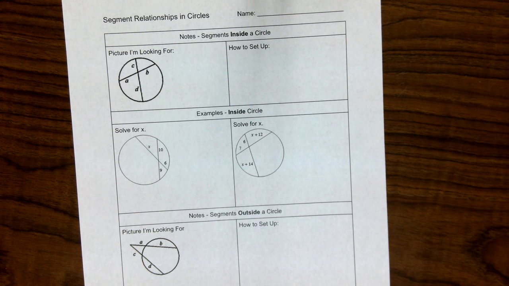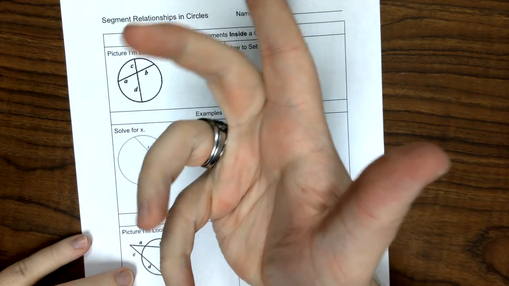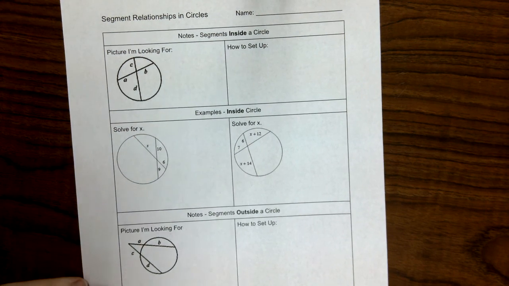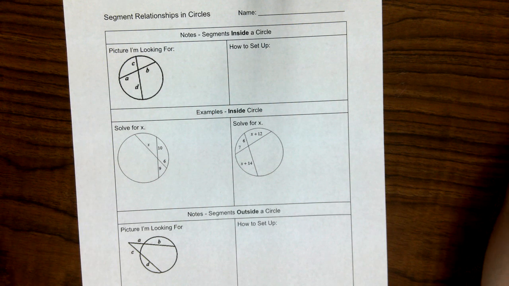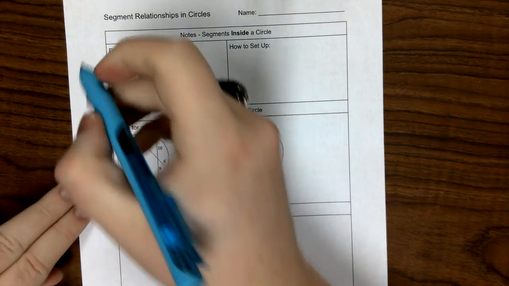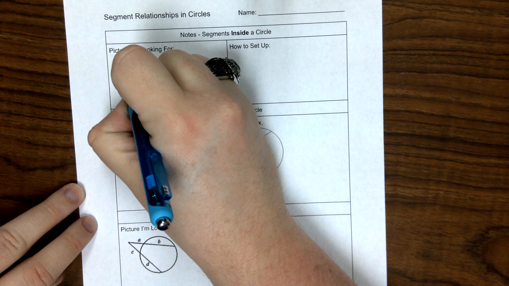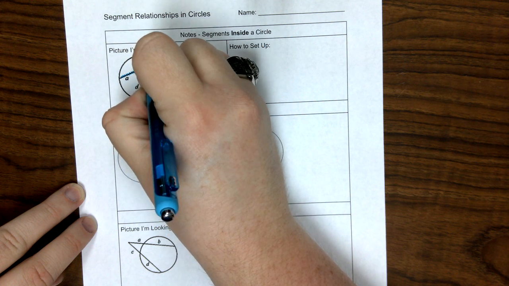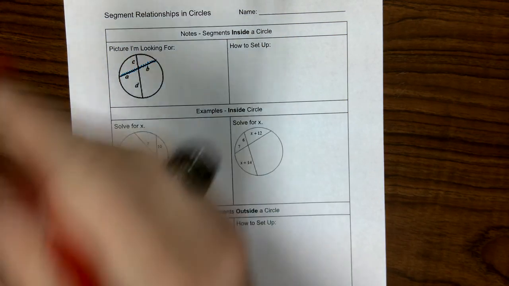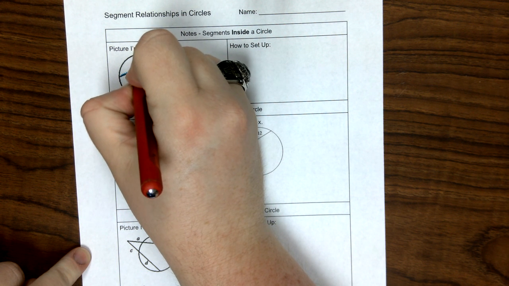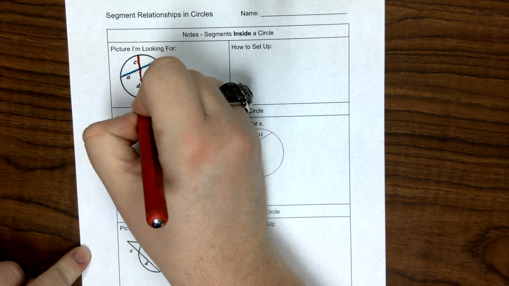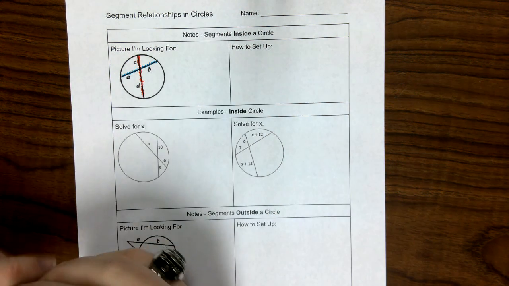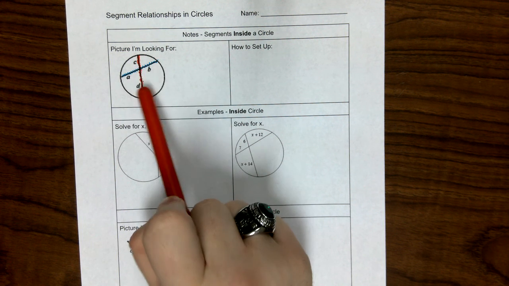Okay. And so we'll start with inside, and the picture you're going to look for is something like this. I kind of call these like Easter eggs, because they're like a dot egg or something. Anyway, you're going to have two chords that intersect inside the circle, and so let's just say here I've got this blue one, and then I've got this red one. And because these chords intersect inside the circle, these lengths are related to each other.